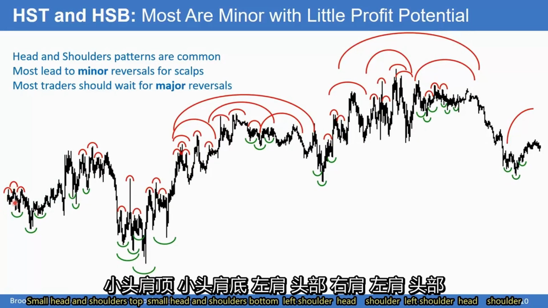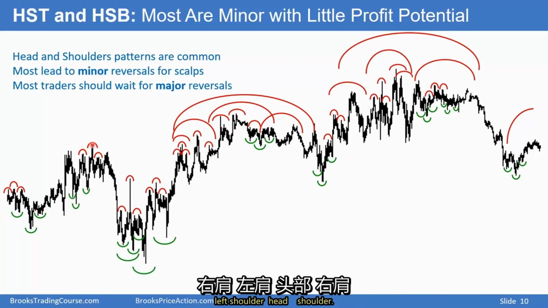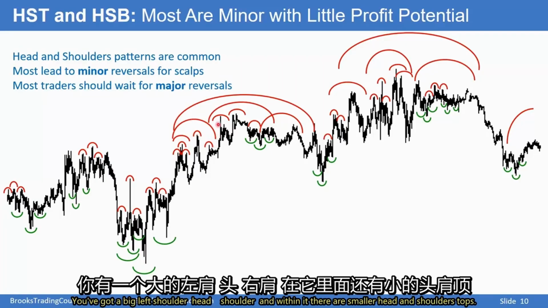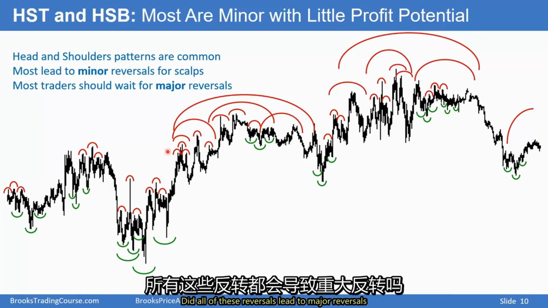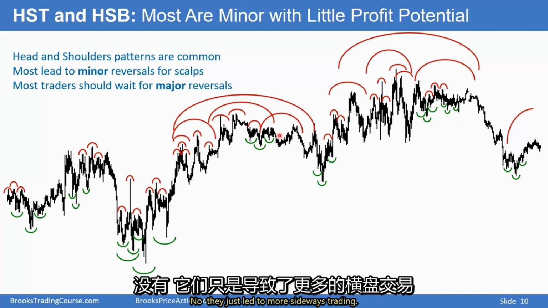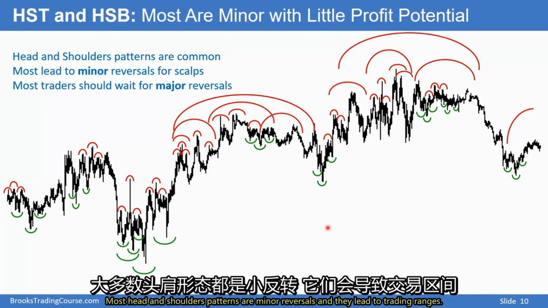Small head and shoulders top, small head and shoulders bottom, left shoulder, head, right shoulder, left shoulder, head, right shoulder, left shoulder, head, right shoulder. And then you got nested patterns. You got a big left shoulder, head, right shoulder, and within it there are smaller head and shoulders tops. You got a big left shoulder, a big head, and then possibly a right shoulder here. Did all of these reversals lead to major reversals? No, they just led to more sideways trading. Most head and shoulders patterns are minor reversals, and they lead to trading ranges.